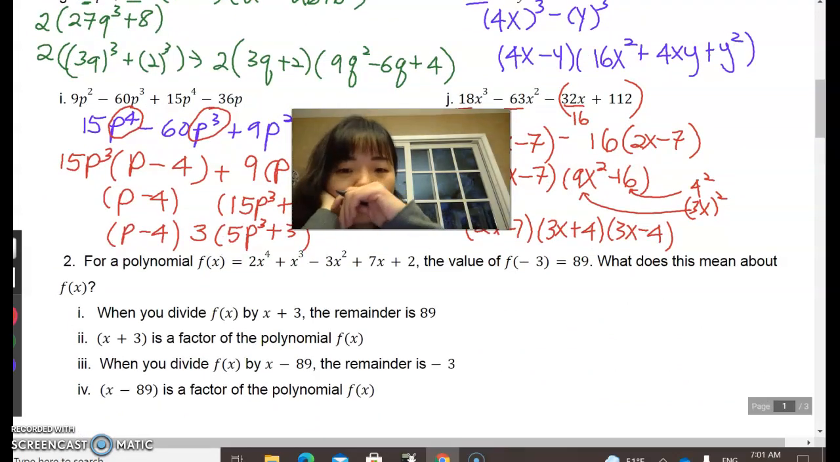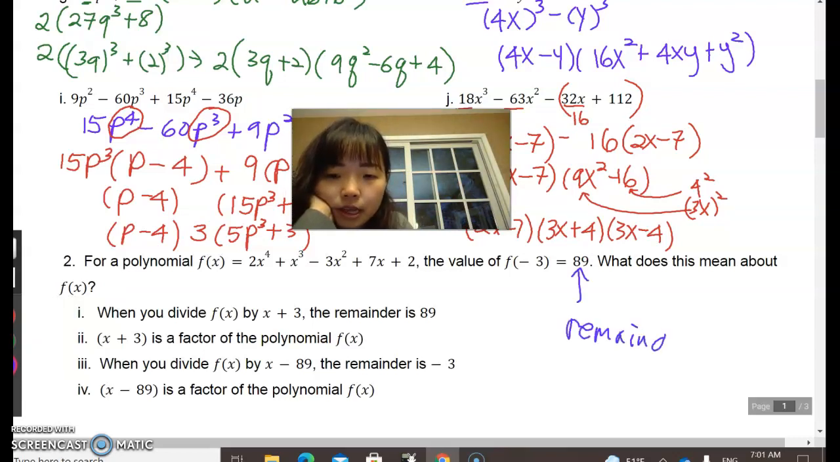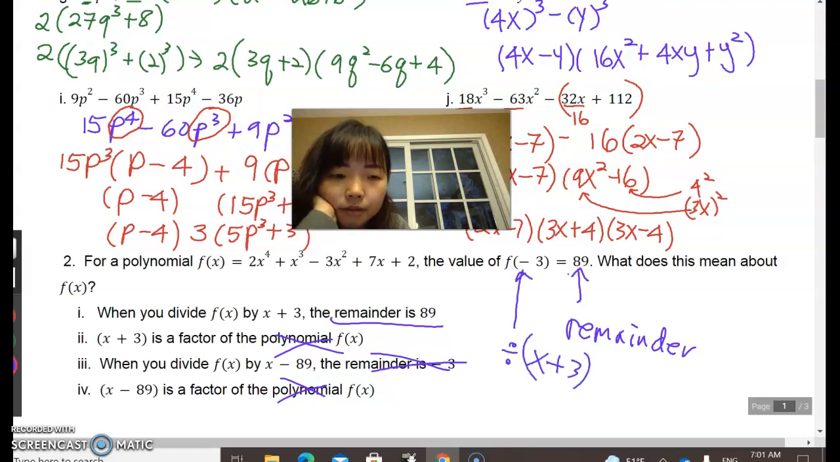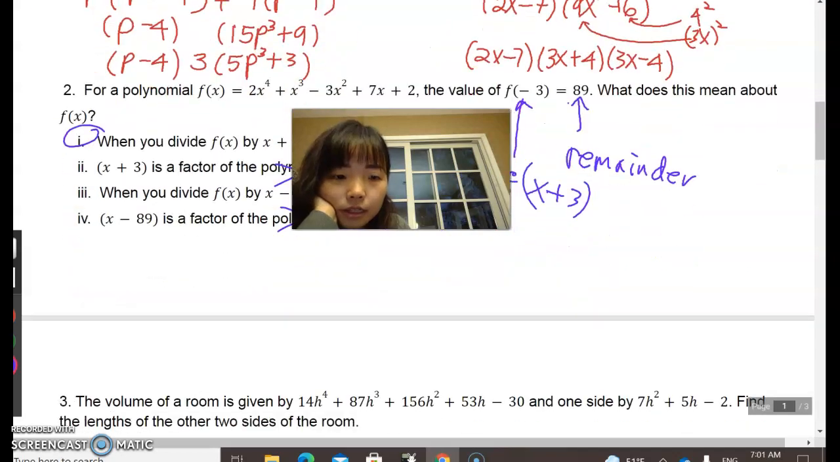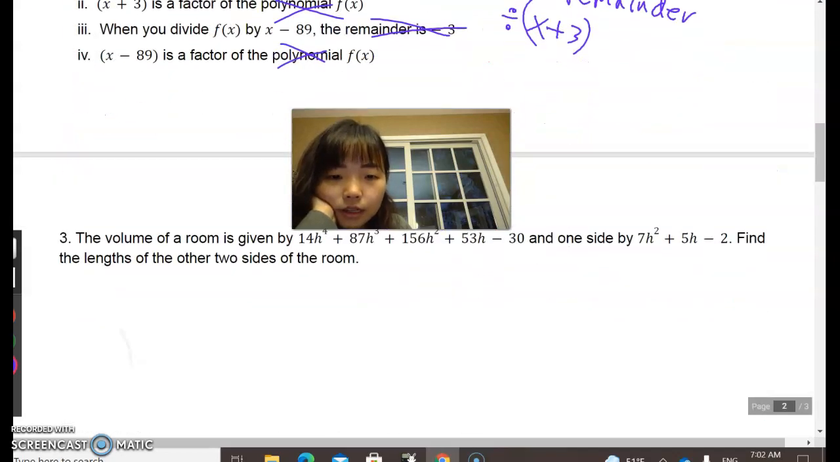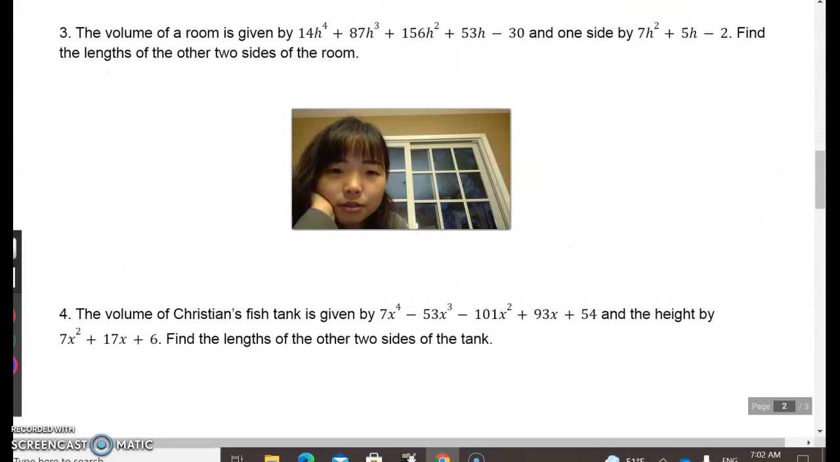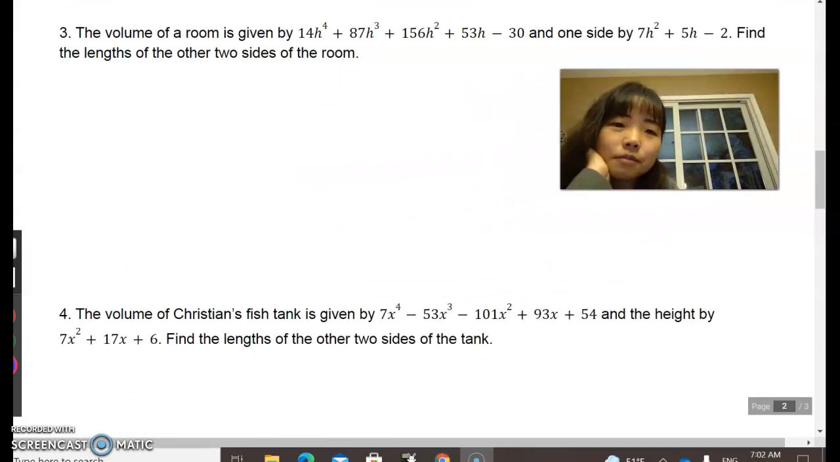Oh no, wall of shame question here. Here we go. I cannot tell you how many times I have done this. 89 is a remainder. Crazy. You know, there's only one thing left. And this is always, we divide by the opposite of that. So we divide by x plus 3, right? Done.